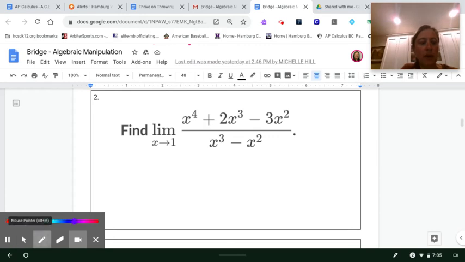We'll try a second one here. So, and please don't just jump to factoring. The only time I'm doing that is if I get indeterminate, 0 over 0. So we'll carefully plug a 1 in. I'll pause it. You try it. See what you get.